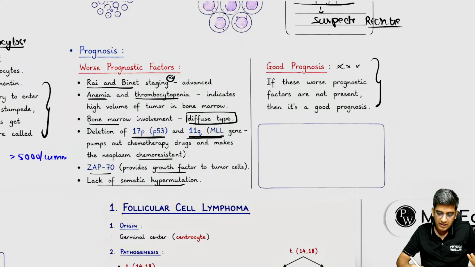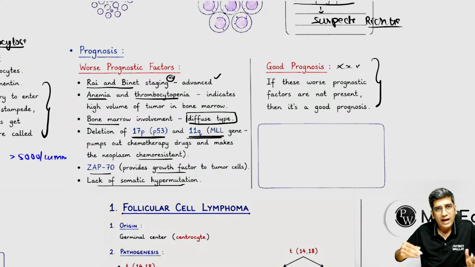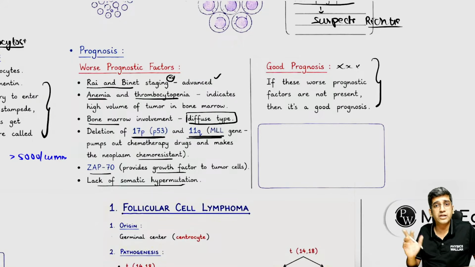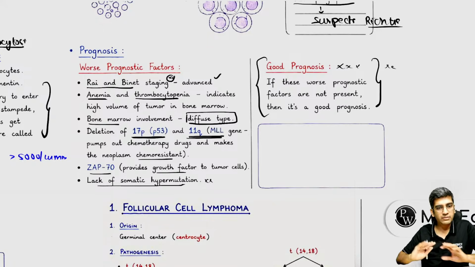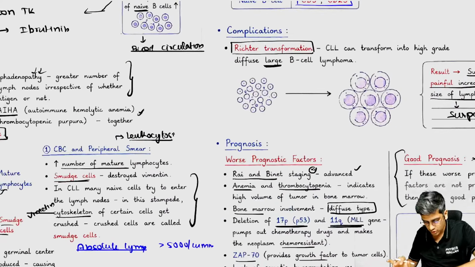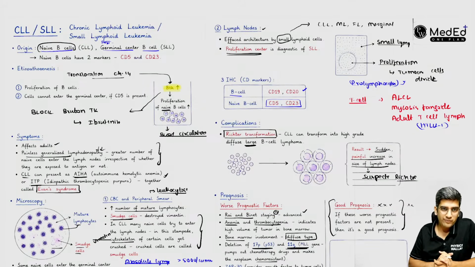That's all. Rai and Binet, early staging, good prognosis. No anemia, good prognosis. No thrombocytopenia, good prognosis. That's all. You have bone marrow involvement, which is not diffuse. Sparse involvement, good prognosis. Every other translocation you know, apart from these two, good prognosis. Or absence of p53, good prognosis. Right? Or having somatic hypermutation, good prognosis. Right? So this is just for us to understand. Don't write this in the exam. That's how you're going to write the prognostic features for almost every disease. Clear? That's in short about CLL, chronic lymphoid leukemia, and small lymphocytic lymphoma.